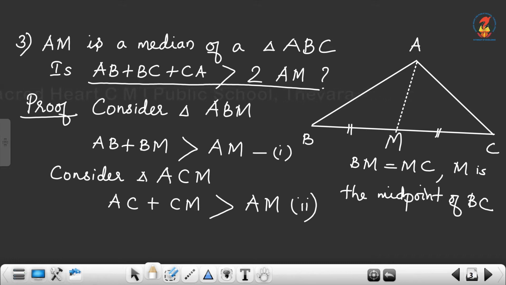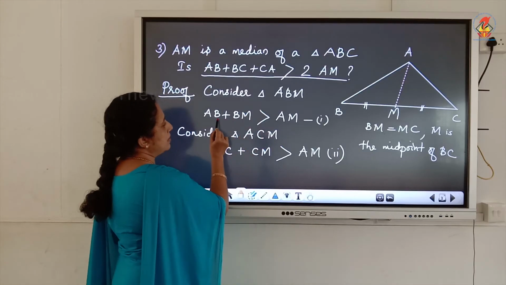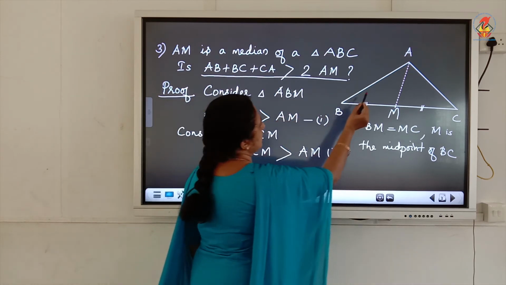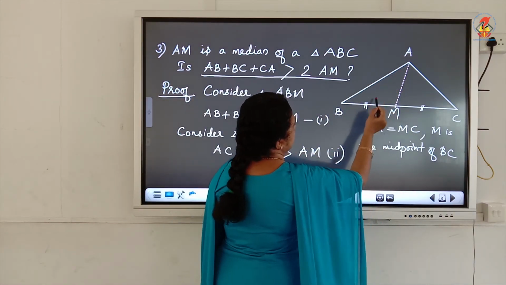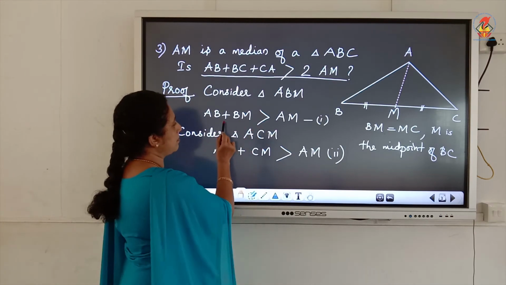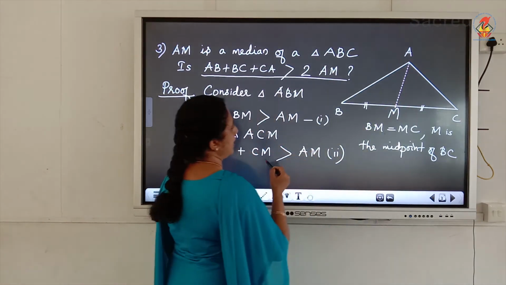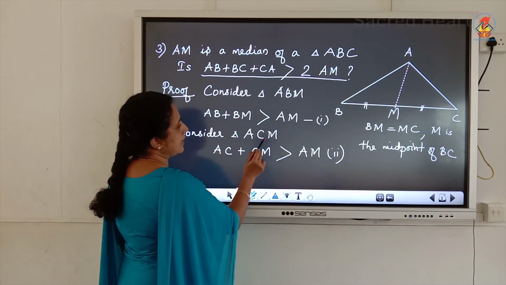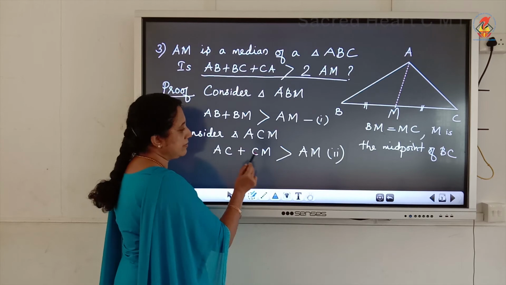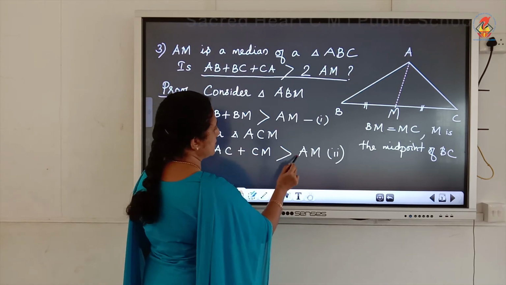Now look at that, here we have to get 2 times AM. So we want to take the sides in that way. So first you have to consider triangle ABM. Then sum of any two sides is greater than the third side. Using that property we can write AB plus BM is greater than AM. Then consider triangle ACM. Again we can apply the same property and we can write AC plus CM is greater than AM.